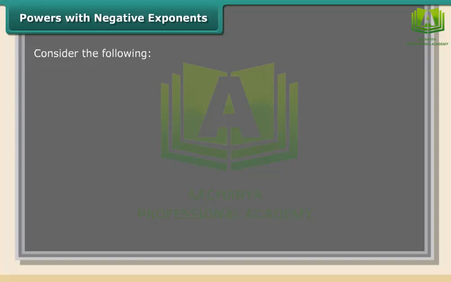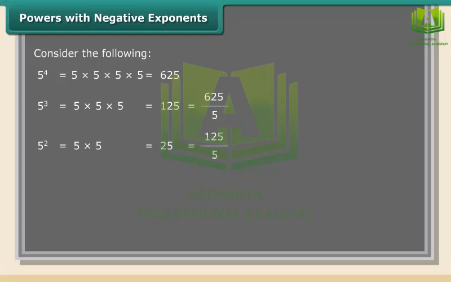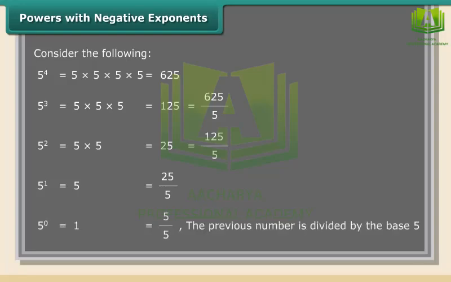Consider the following. 5 raised to the power 4 is equal to 5 × 5 × 5 × 5, which is equal to 625. 5 raised to the power 3 is equal to 5 × 5 × 5, which is equal to 125, which is equal to 625 upon 5. 5 raised to the power 2 is equal to 5 × 5, which is 25, which is equal to 125 upon 5. 5 raised to the power 1 is equal to 5, which equals 25 upon 5. 5 raised to the power 0 is equal to 1, which equals 5 upon 5.